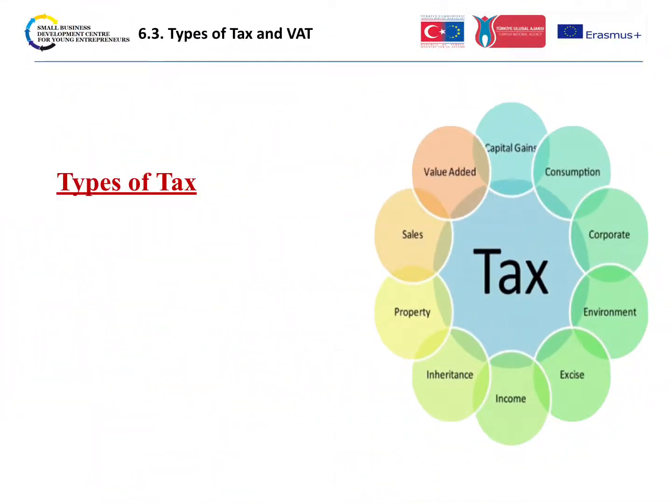6.3 Types of tax and VAT. The tax types used in commercial life consist of income tax, corporate tax, value-added tax, and private consumption tax. Income tax: under the income tax law, incomes of real persons are subject to income tax, and income is the net amount of earnings and revenues that a real person obtains in a calendar year. Corporate tax: companies with share capital, cooperatives, state-owned economic enterprises, commercial enterprises belonging to associations or foundations, and the earnings of business partnerships are subject to corporate tax.